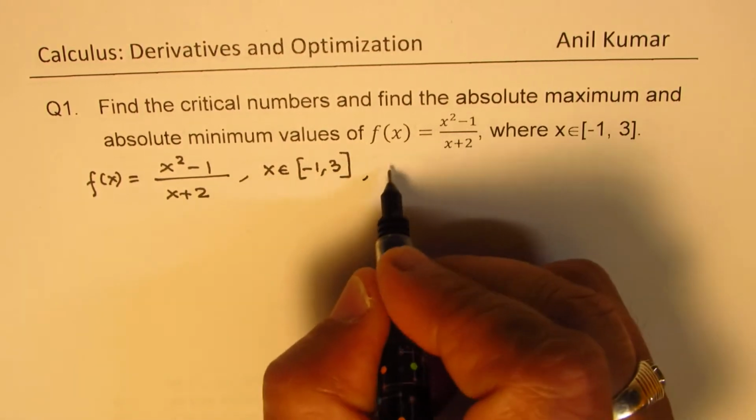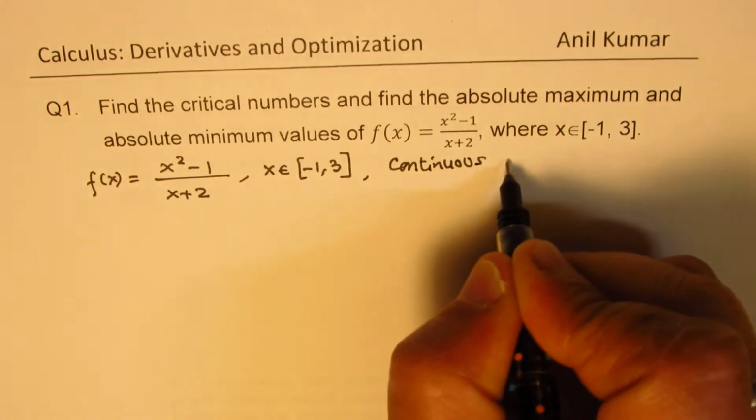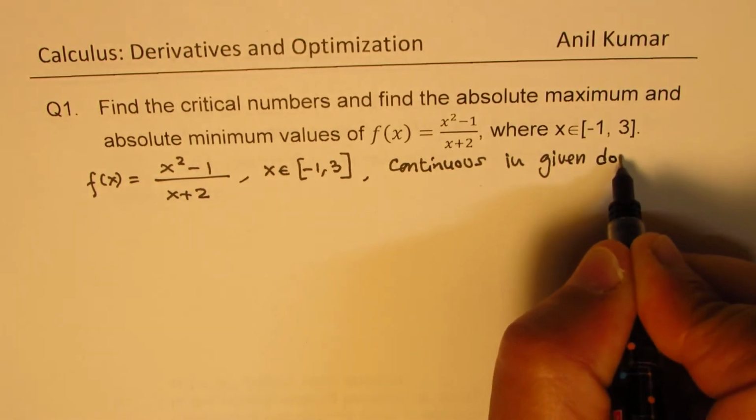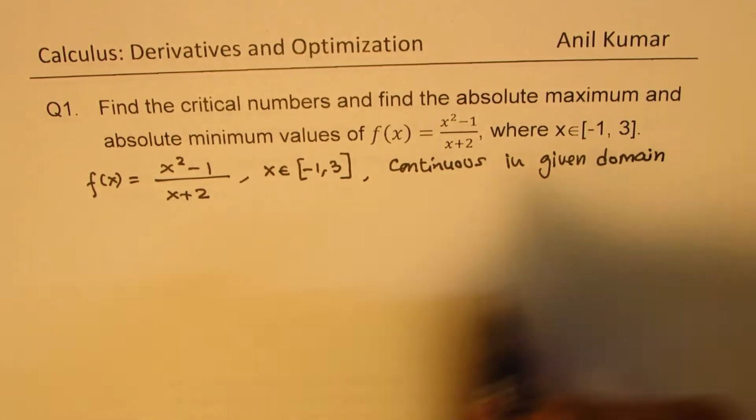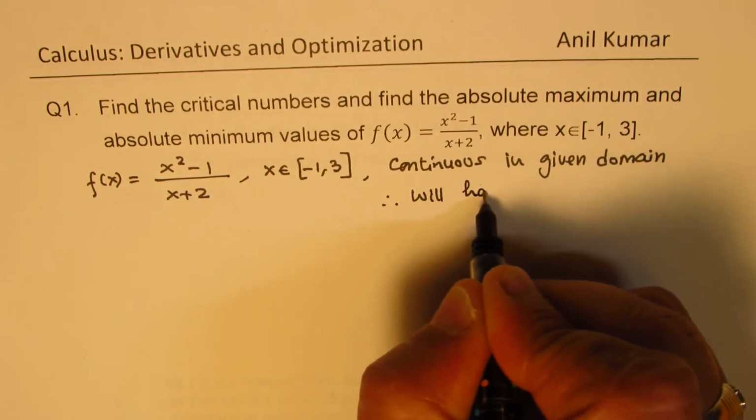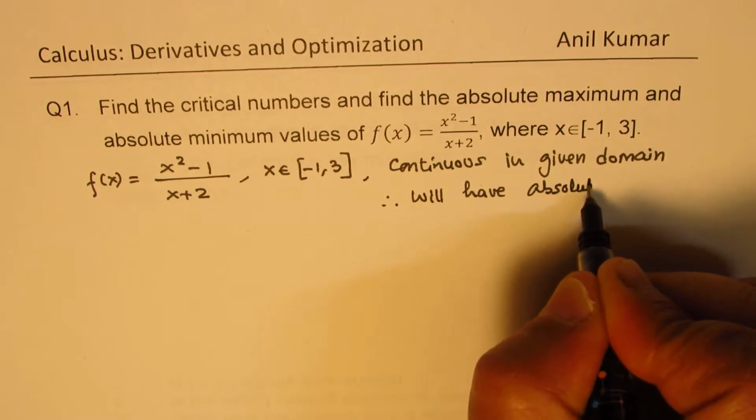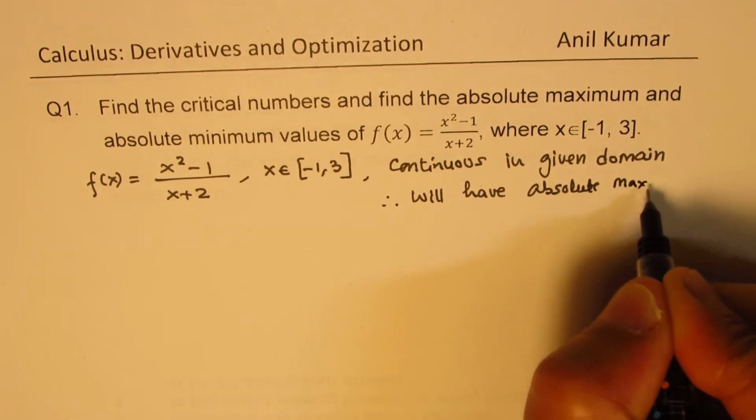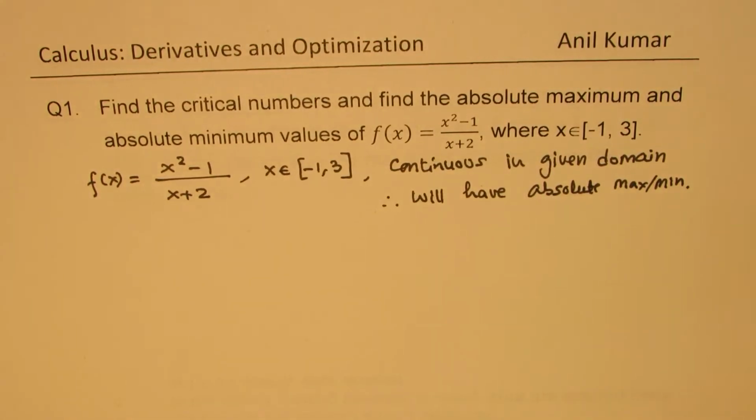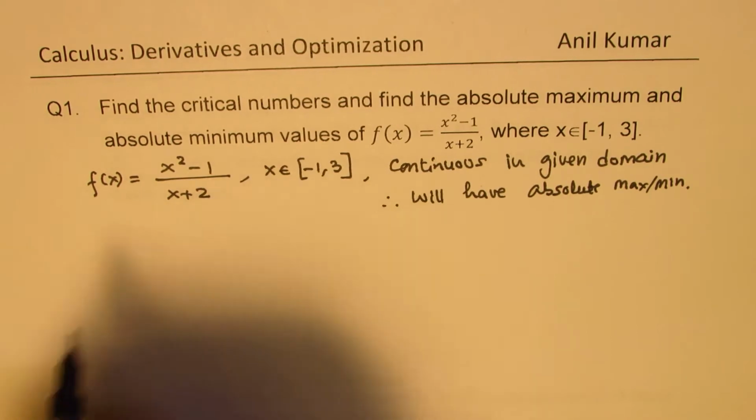So as you can see, it is continuous in the given domain. Right. So therefore, we'll have absolute maximum and minimum values, correct? So we know the boundary conditions. Let's find the derivative and find the critical numbers.